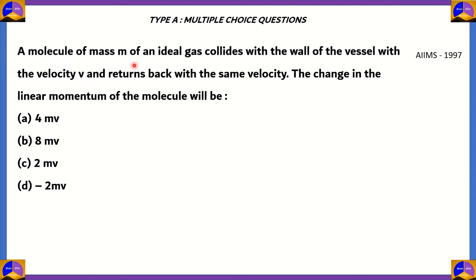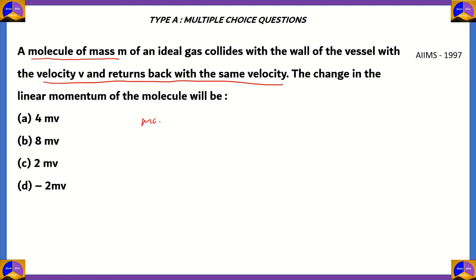A molecule of mass m of an ideal gas collides with the wall of the vessel with the velocity v and returns back with the same velocity. The change in the linear momentum of the molecule will be. So, in this question, the same molecule collides with a wall and it comes back with a velocity which is v. So it hits the vessel with the velocity v and returns back with the same velocity.